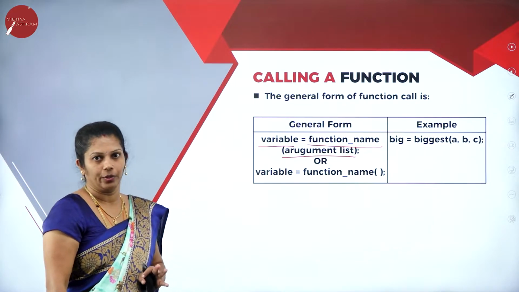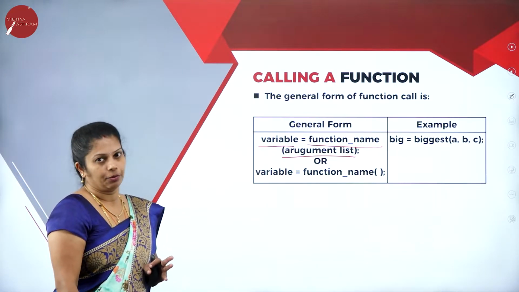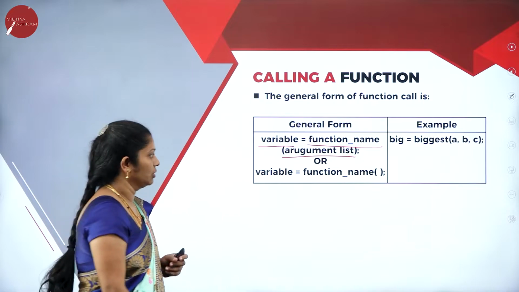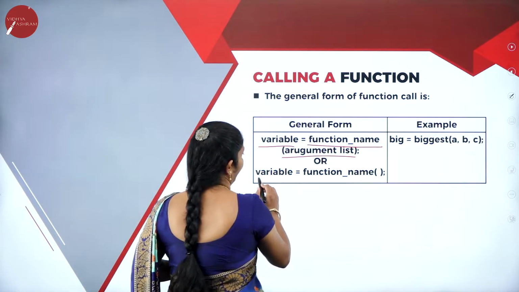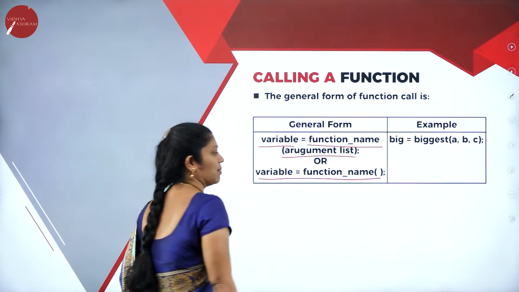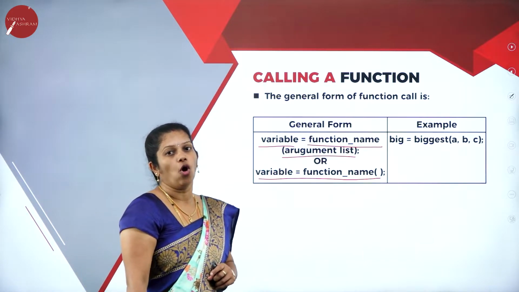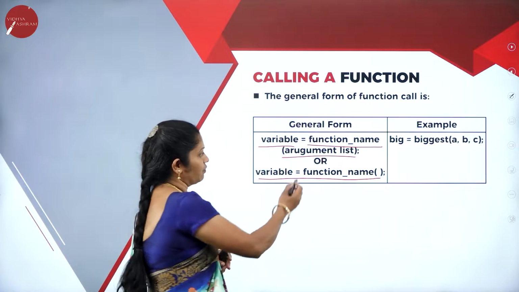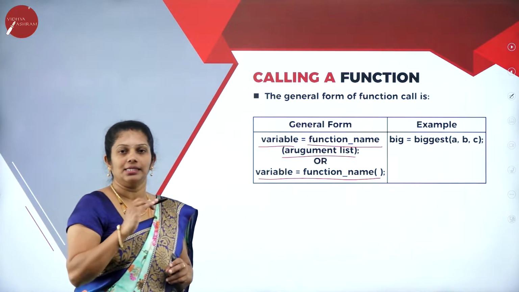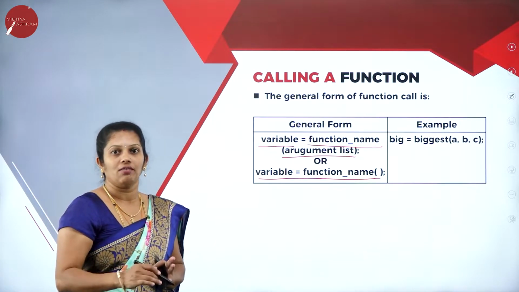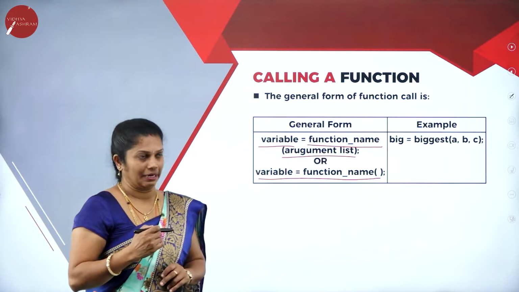Then, you have to put a semicolon to call the subprogram, or we can call it a function. Or we can say variable equals function name. An empty bracket we can also write, which means there are no arguments here. Whereas if you have arguments, then write them inside the parentheses. If you don't have any arguments, just write empty parentheses.